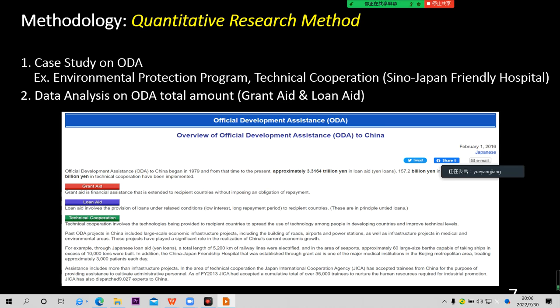And the methodology I have used is the quantitative research method. So the first part is a case study on ODA. I will introduce the environmental protection program and the technical cooperation, such as the China-Japan Friendship Hospital. And I'm also using data analysis on the ODA total amount, such as grant aid and loan aid. And the picture I post here shows the 3 types of ODA that Japan has given to China, which are grant aid, loan aid, and technical cooperation.